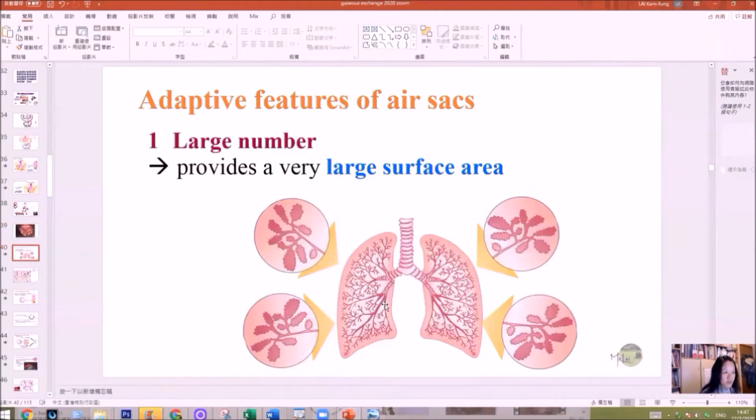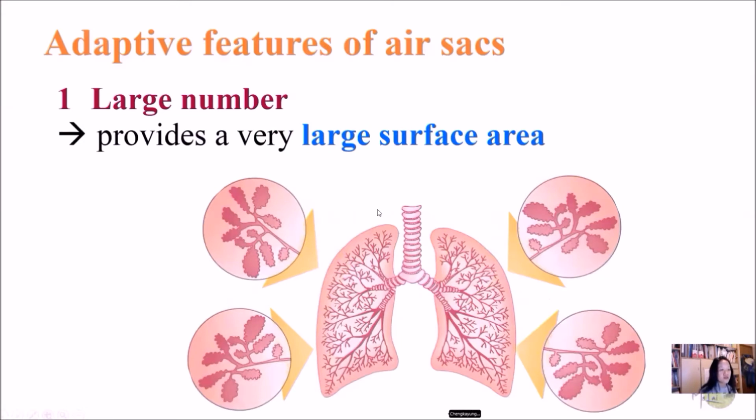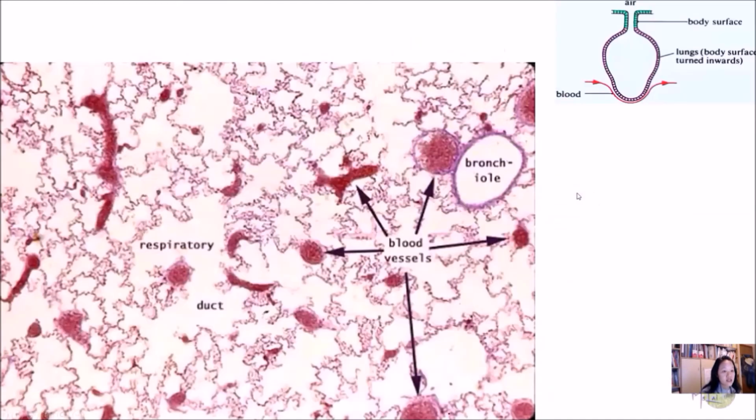We look at the adaptations of the air sac. This part is frequently assessed in public examinations. It seems easy, but you have to apply it to different situations. The first adaptive feature of the air sac would be the large number. If you look at the lungs, there is a large number of air sacs inside.